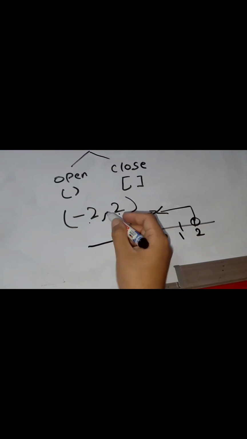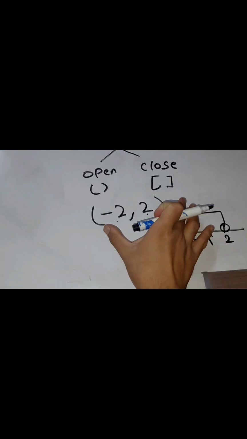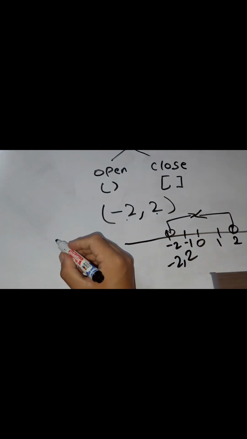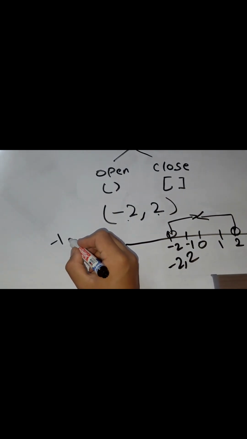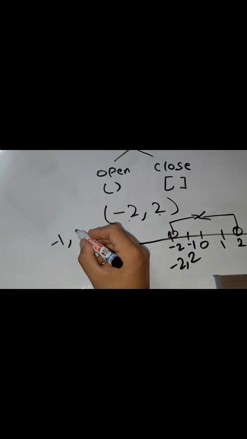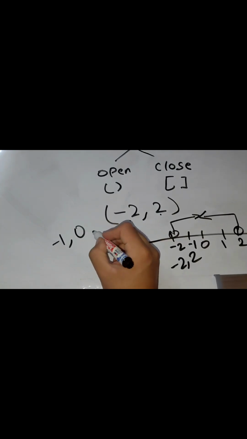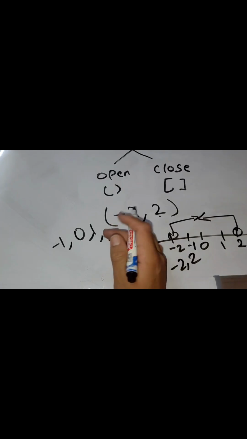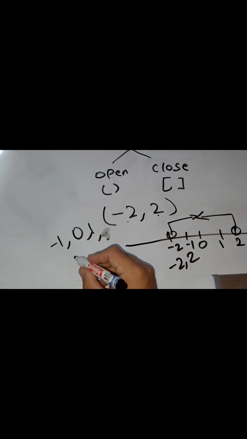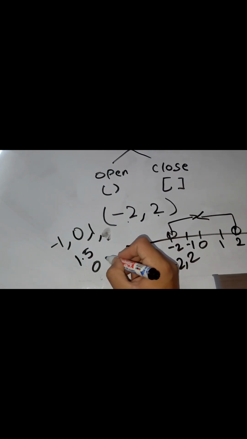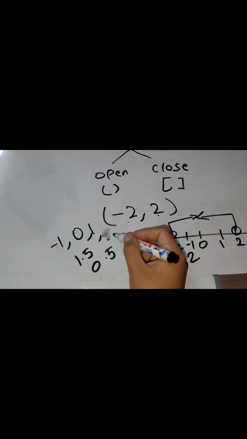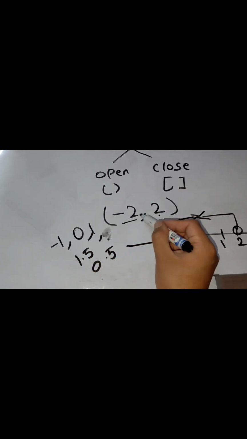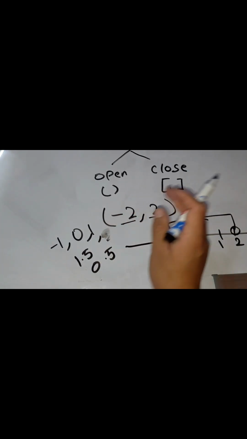सो यस इन्टरभल भित्र कुन नम्बर हुने भयो, there is going to be -1, there is going to be 0, there is going to be 1, there is going to be 2, not 2, sorry, there is not going to be 2, but यति मात्र हुन्छ र हुँदैन. There is also going to be 1.5, 0.5 डिफ्रेन्ट नम्बर्सहरू हुन सक्छ, बट के हुँदैन, -2 र 2 चाहिँ नि हुँदैन. Okay, this is what an open interval is.